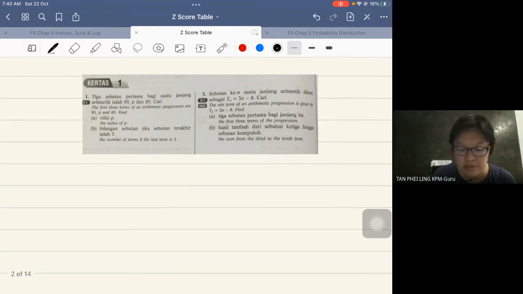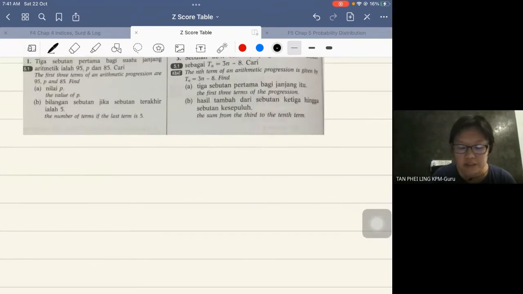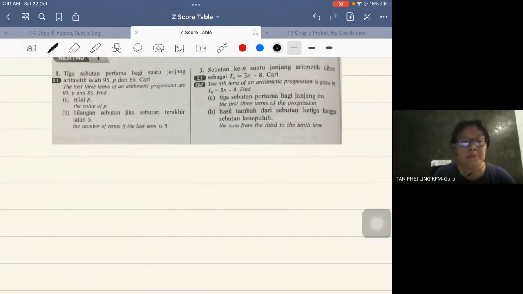Let's start with this simple question first. Question 1 mentions the first 3 terms. It's very important to have "first", because if they didn't mention the first 3 terms, these 3 terms can be in the middle. So the first 3 terms of an arithmetic progression are 95, P, and 85. They ask you to find P, and it is mentioned that it is an AP.